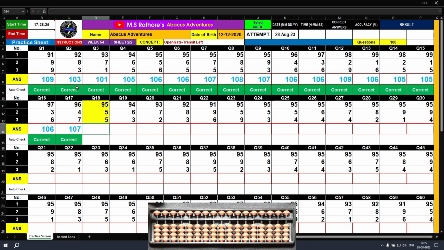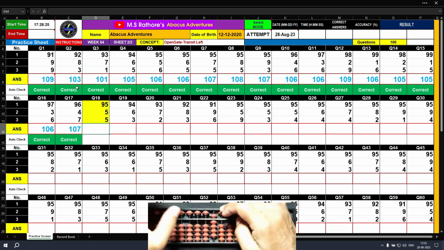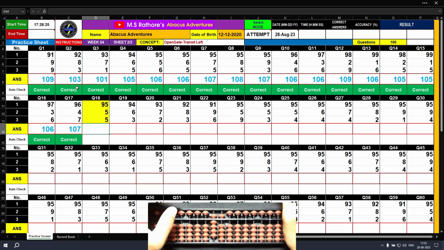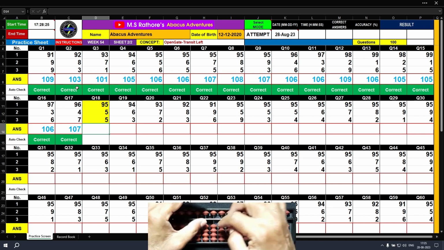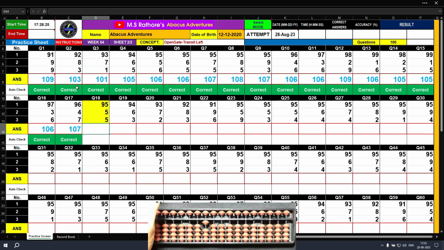Question number 18. Plus 90, plus 5, then plus 5 equals minus 5, open the gate, plus 10, the answer is 100. Plus 5, directly the answer is 105.